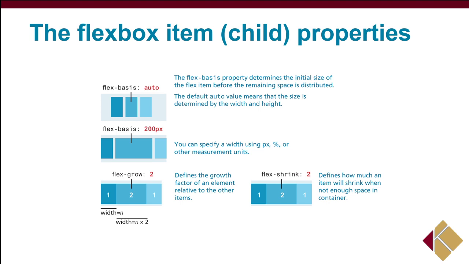And then Flex Shrink determines how much it's going to shrink when there's not enough space in the container. So if you have a higher Flex Shrink value, when things shrink down, those are going to be given higher priority in terms of width.